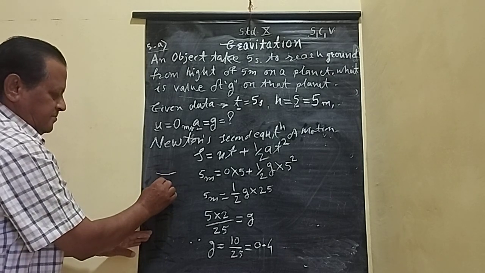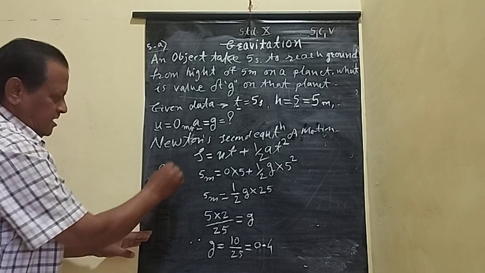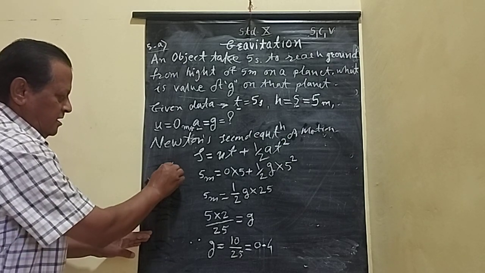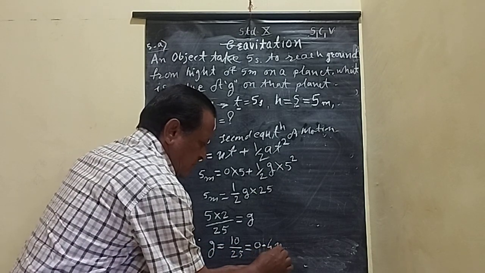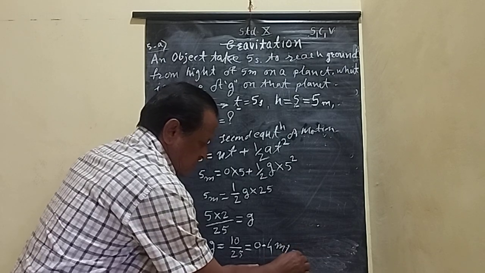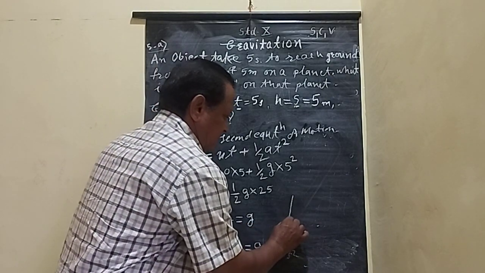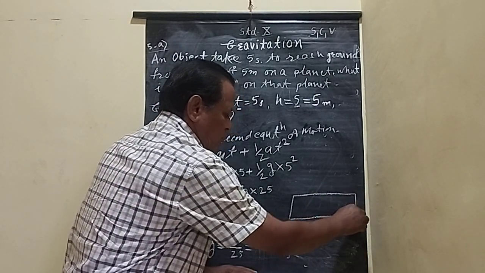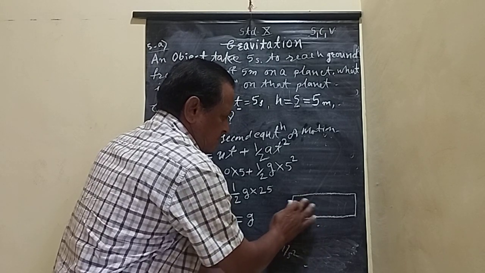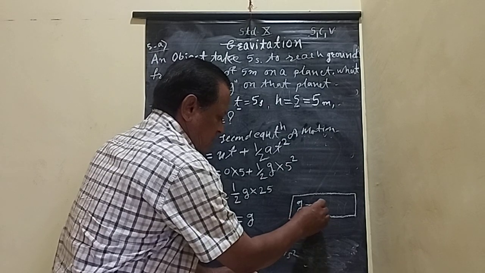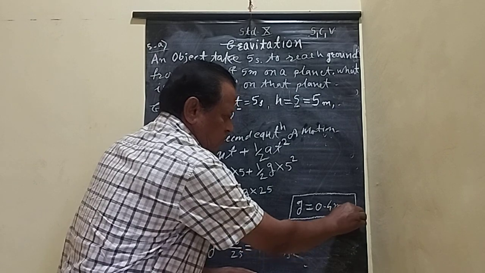We make this 10 by 25: 0 decimal point, 25 into 4 is 100. So 0.4 meter per second square. This is our answer. The value of g on that planet is 0.4 meter per second square.